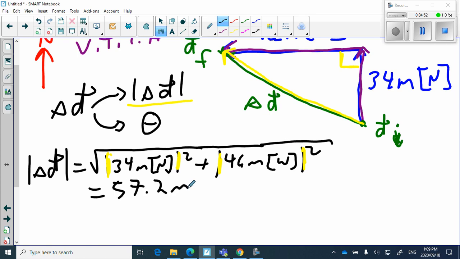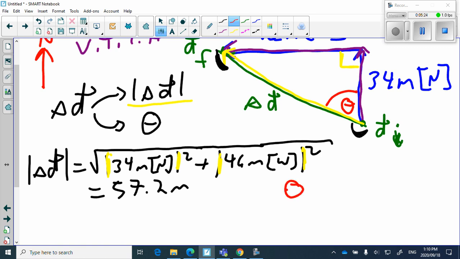So what have we found out? We found out that the final position is 57.2 meters away from the initial position. But it doesn't tell me which way to point. This is a vector. I need to know in what direction it is 57.2 meters away. So that's where I've got to use an angle. Now listen, you always draw the angle down here near the initial position, always.